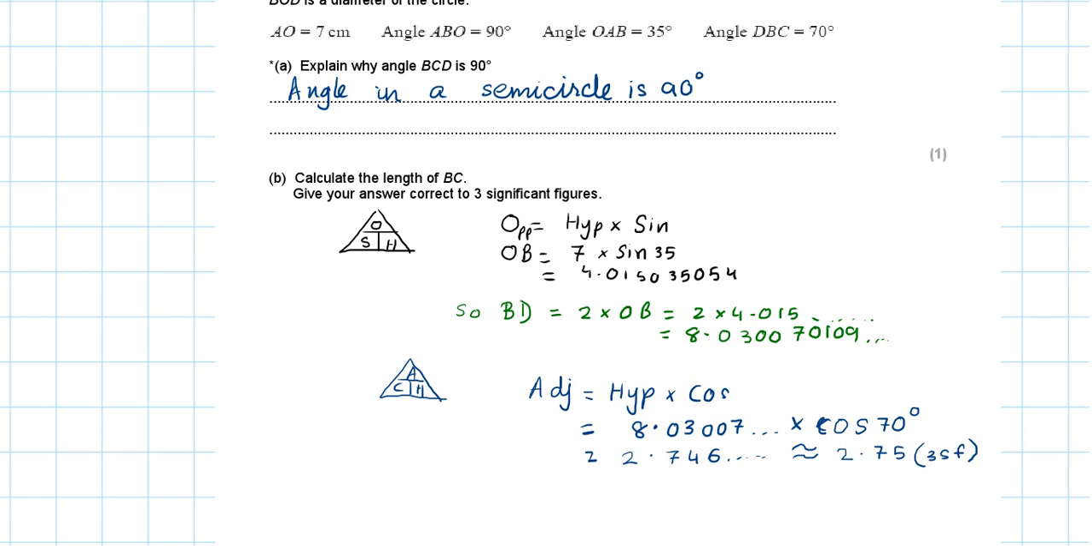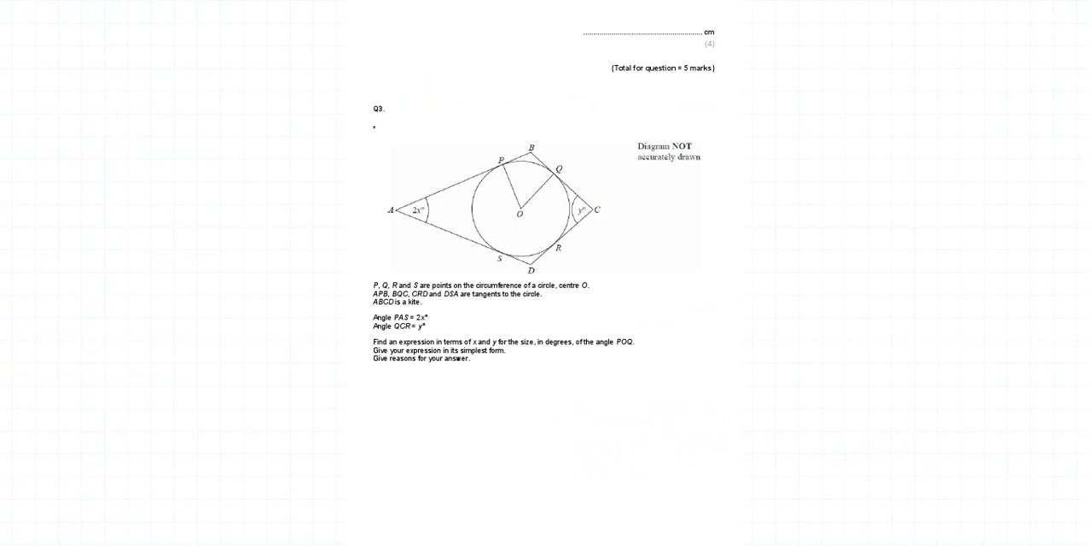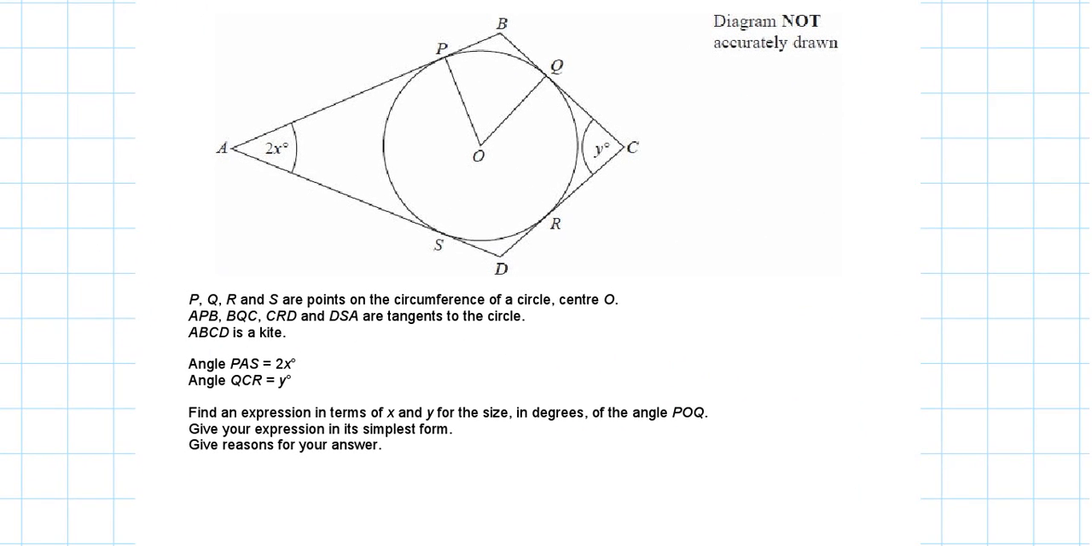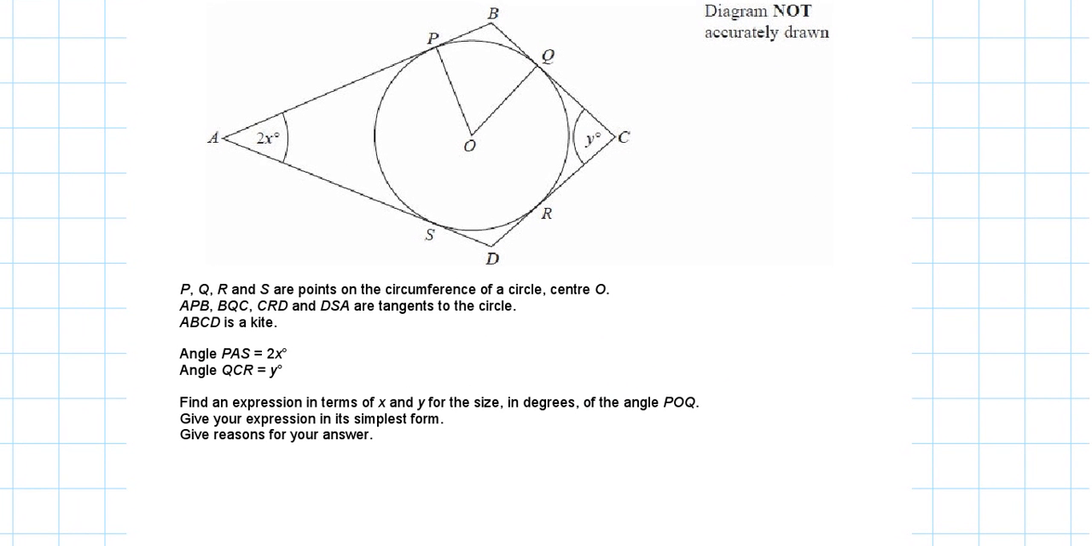Oh, this one wants reasons. When you need to give reasons for every little bit. Okay, so let's read the question first. This diagram, I can see quite a lot of information. That's 2 tangents from a point. That's tangent from a point too. PO and OQ are radii. So I know AP and AS are going to be equal. CR and CQ are also going to be equal.